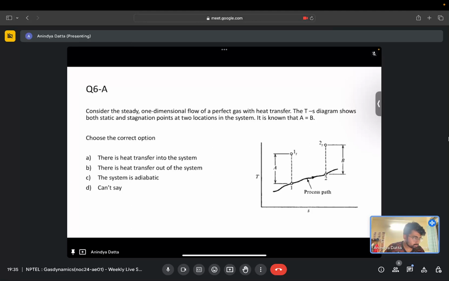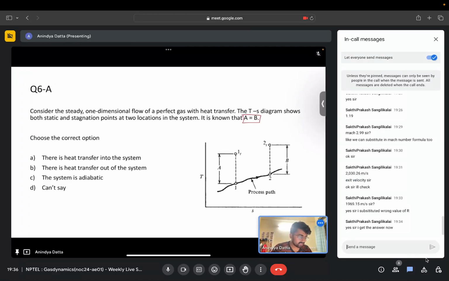Any question regarding the TS diagram? It is clear, I guess. It is given that these two differences, A and B, are shown, and A is equal to B. The first question: choose the correct option. There is heat transfer into the system, there is heat transfer out of the system, the system is adiabatic, which means there is no heat transfer, or option D, can't say.